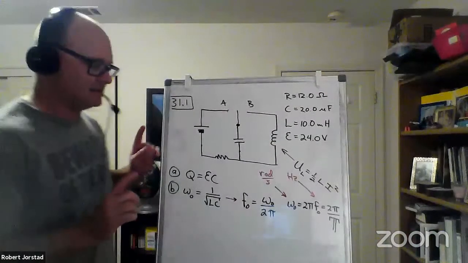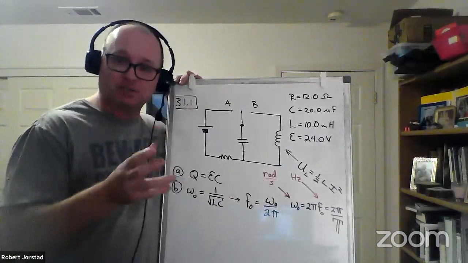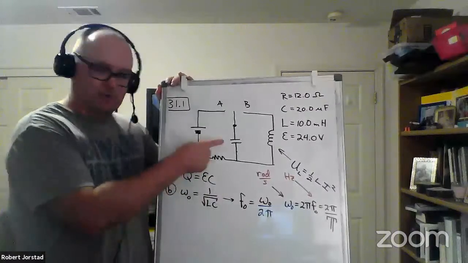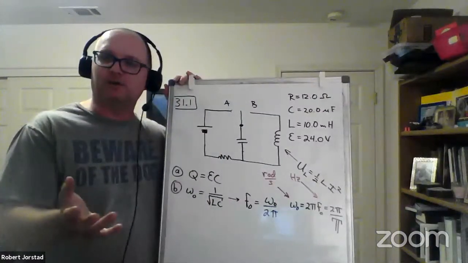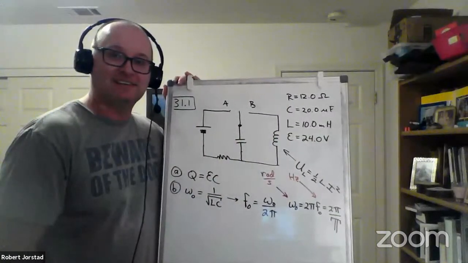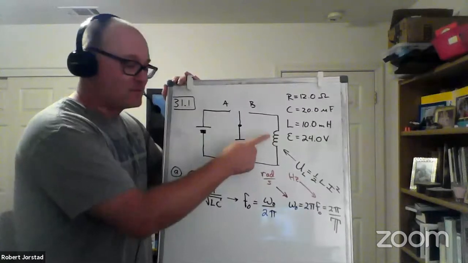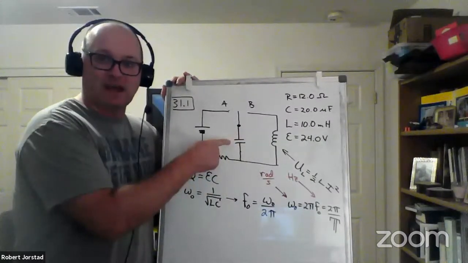So wait a minute. What we see is, if I want to know the largest possible charge, I study the capacitor when there's no current flow. If I want to find out the maximum possible current, I study the inductor when there's no charge on the capacitor, right?